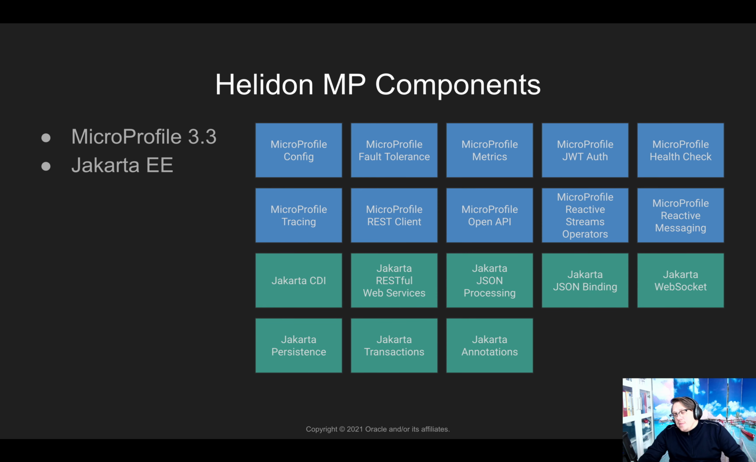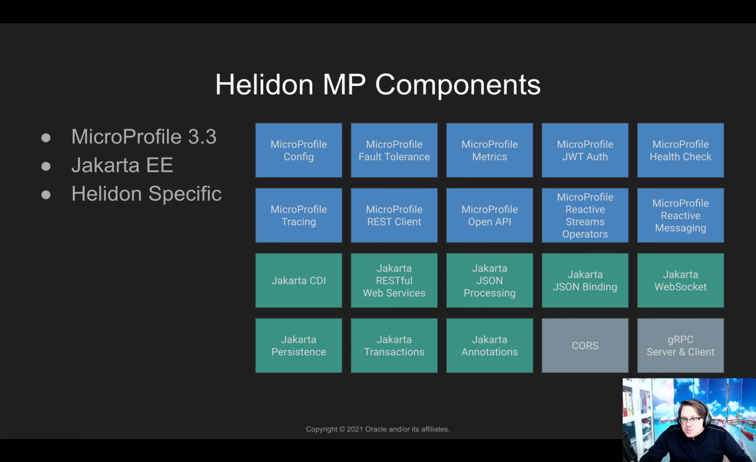And more than that, we have Jakarta specifications, which we just included there, like CDI, JSON processing, binding, WebSockets itself, persistence, and transactions and annotations. That means that when you download Helidon, you get this out of the box. But more than this, since we had a high demand for other specifications like CORS and gRPC, both server and clients, we have decided to also include them into the standard components of Helidon MP.